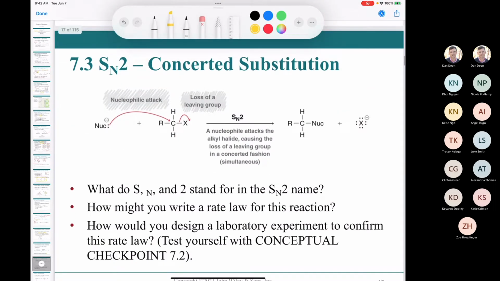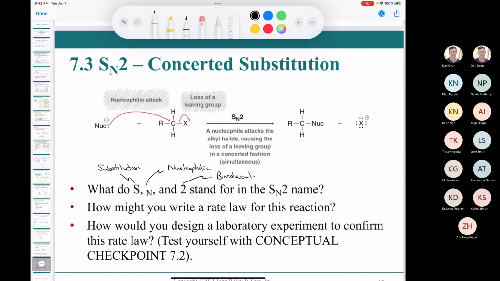Well, let's get back into that concerted mechanism. And the concerted mechanism, we call it an SN2 reaction. It says here, what does SN2 stand for? Well, I can tell you the S stands for substitution. The N stands for nucleophilic, and the 2 stands for bimolecular.